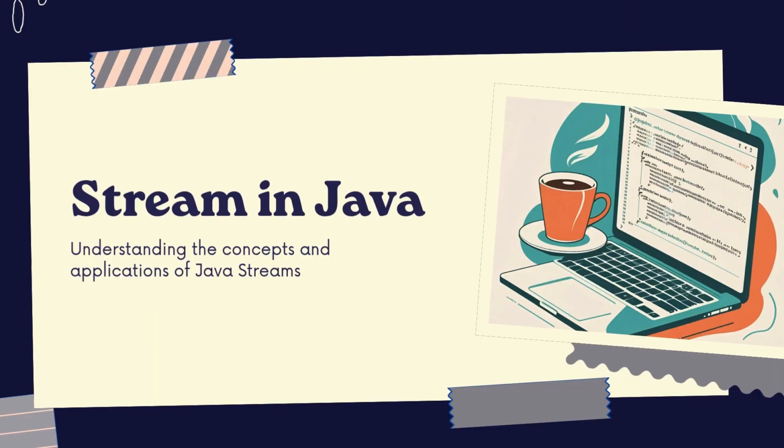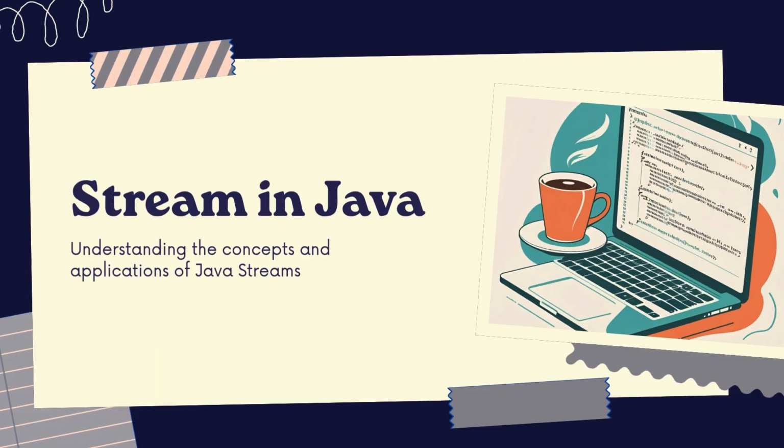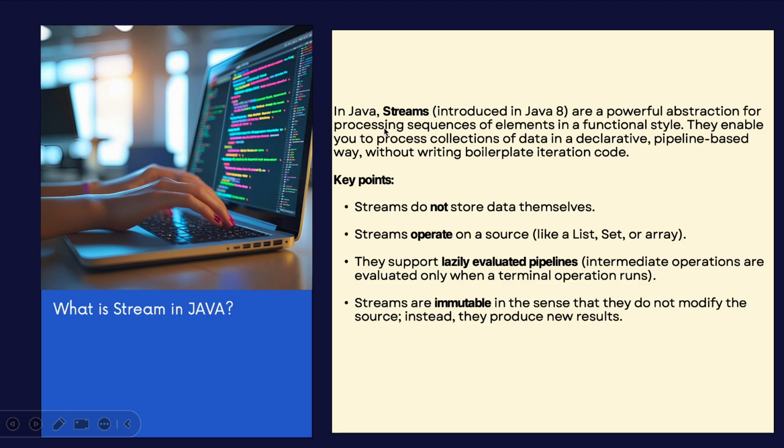Hi guys, today we study about streams in Java. What is a stream in Java? Streams are introduced in Java 8. Streams are a powerful abstraction for processing a sequence of elements in a functional style. They enable you to process a collection of data in a declarative, pipeline-based way without writing boilerplate iteration code.